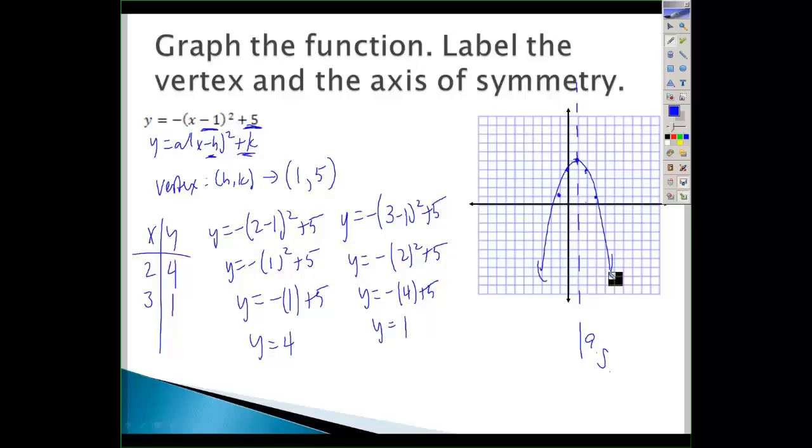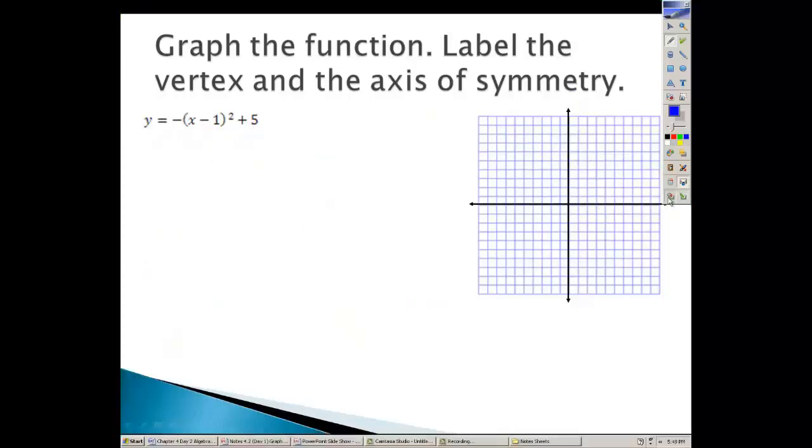Okay, it makes a nice parabola. It agrees with my a value, which is negative, so it should open down. And we just now need to label the vertex right here. We know our vertex is at (1, 5). And this time it's actually going to be a maximum vertex, because this is the highest point on the graph. Nothing goes above that vertex, so it's the maximum point on the graph.